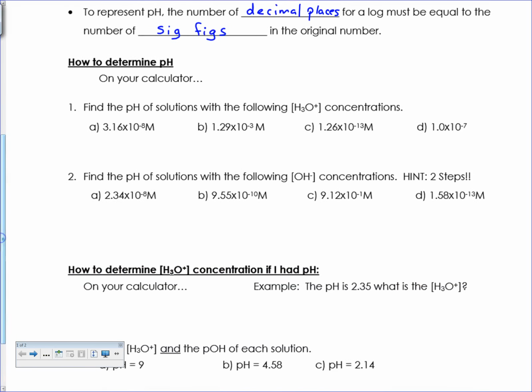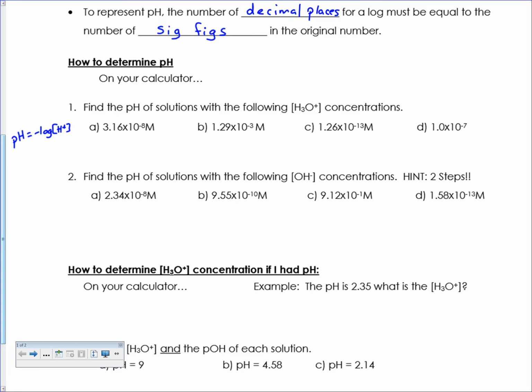Okay, so this first set here is just asking us to find the pH of something using the H3O+ concentrations. This is simply using the definition of pH. So pH, remember, equals the negative log of the concentration of H+. And so we're really just plugging these values in.